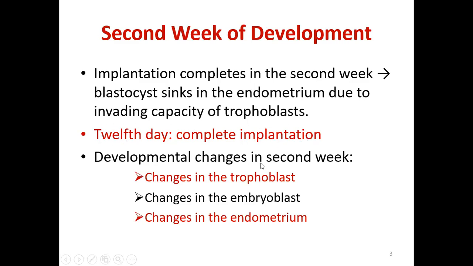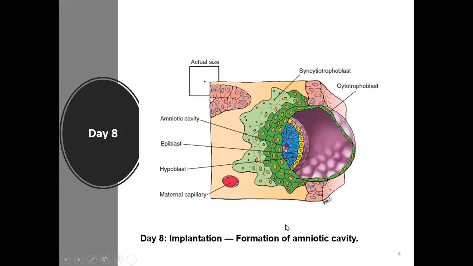Now there are certain developmental changes in the second week. First are the changes in the trophoblast, then the changes in the embryoblast, and finally the changes in the endometrium. At day 8 of implantation, you can see the blastocele, the appearance of the amniotic cavity, the epiblast cells and the hypoblast cells of the inner cell mass. This is the outer cell mass, which organizes itself into the syncytial trophoblast and the cytotrophoblast.